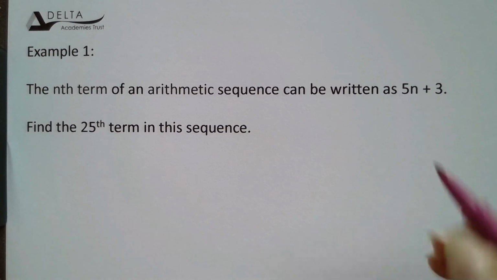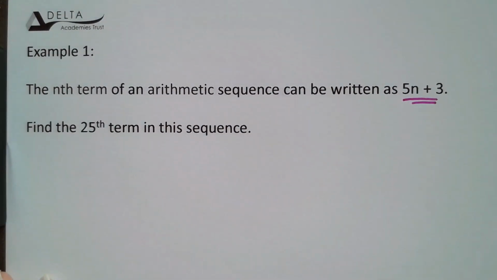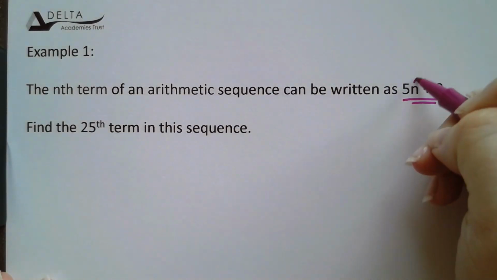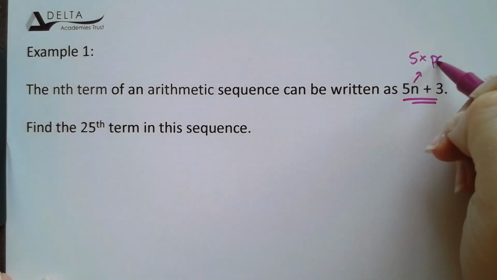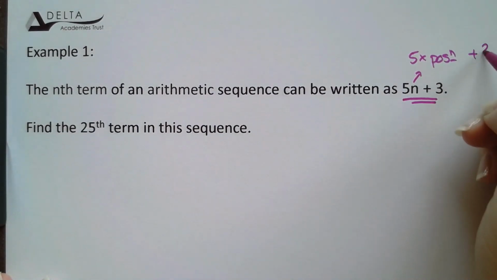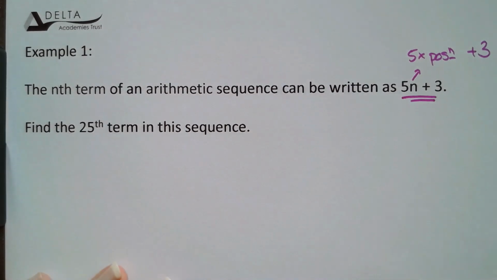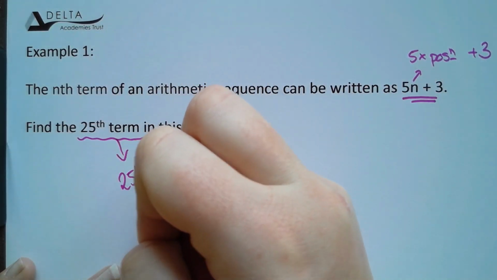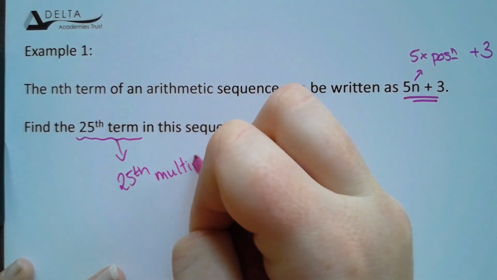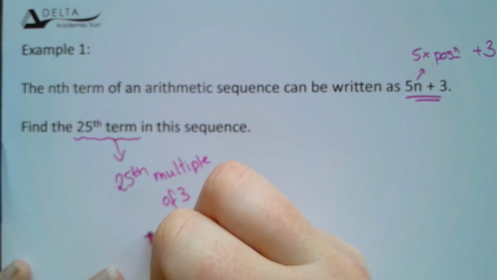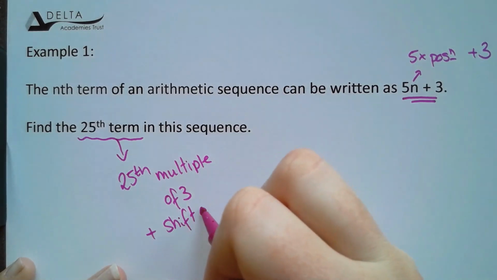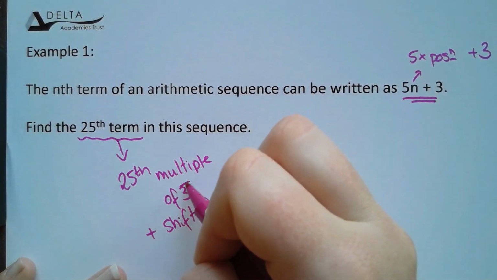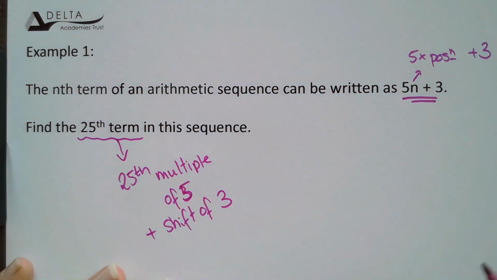So, our sequence is written as 5n plus 3. This means it's 5 times the position and then adding 3 every single time. So it's like the 5 times table, but with a shift of 3. It's going to be the 25th term, so that's the 25th multiple of 5 plus a shift of 3.